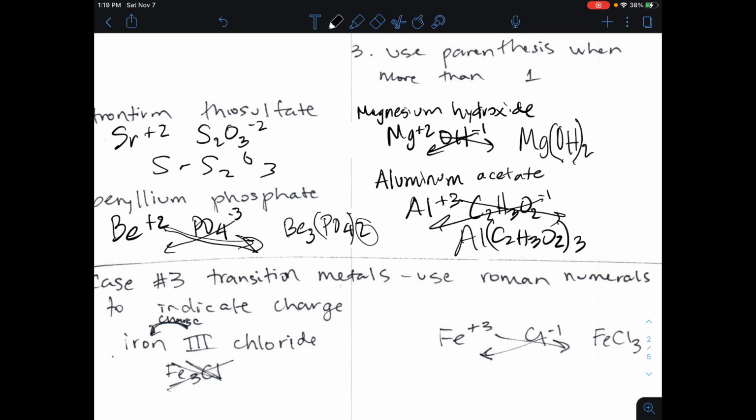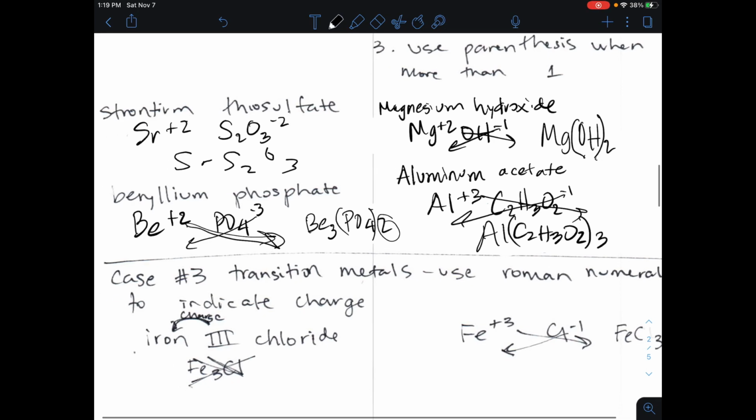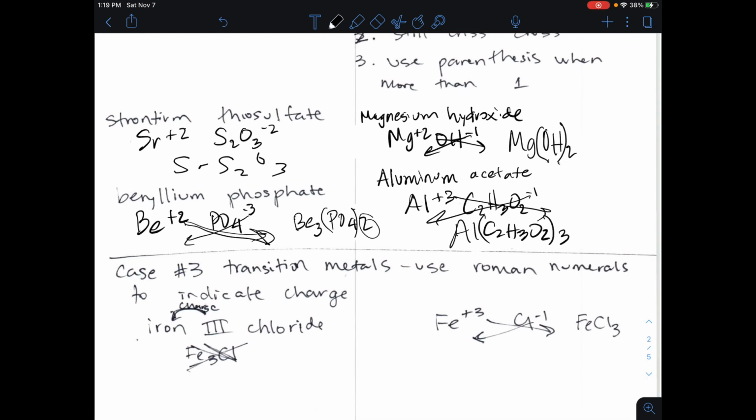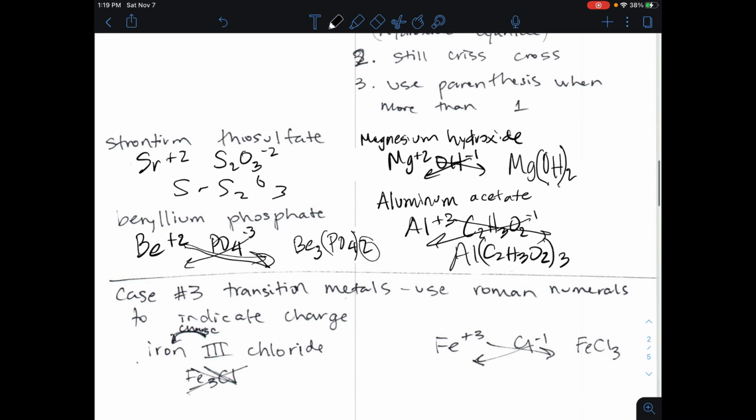Okay, there's a couple other ones that you should try on the other sheet, which I will explain on the weekly schedule. But there you go. So now you know for case 2 how to do polyatomic ions.